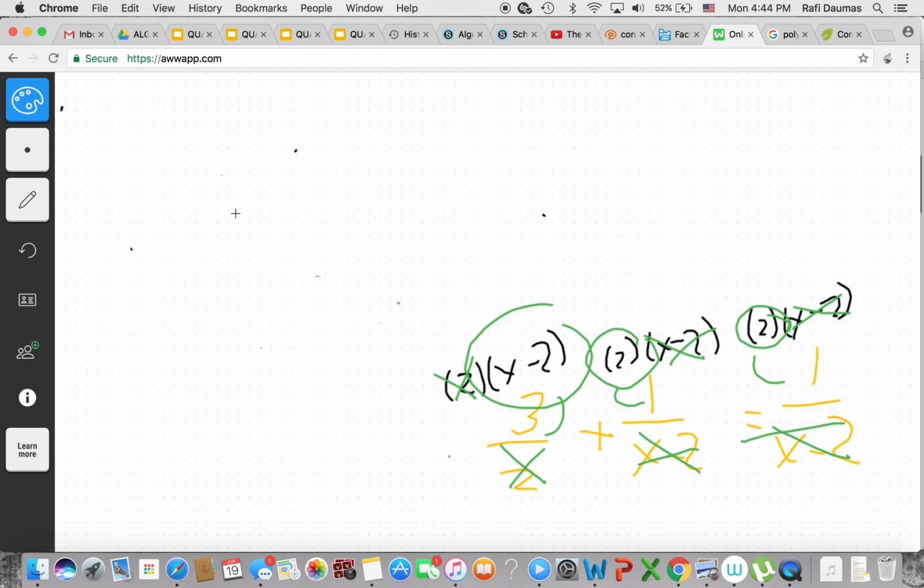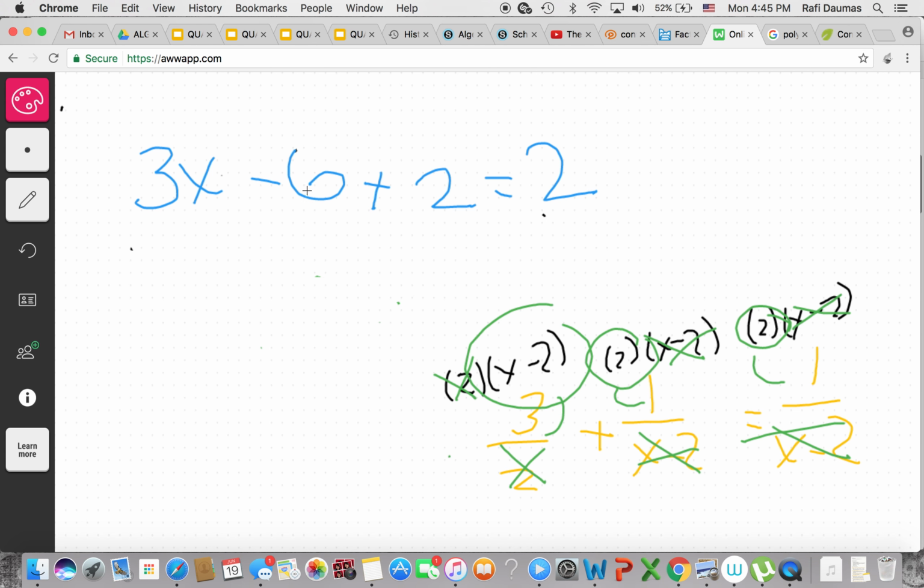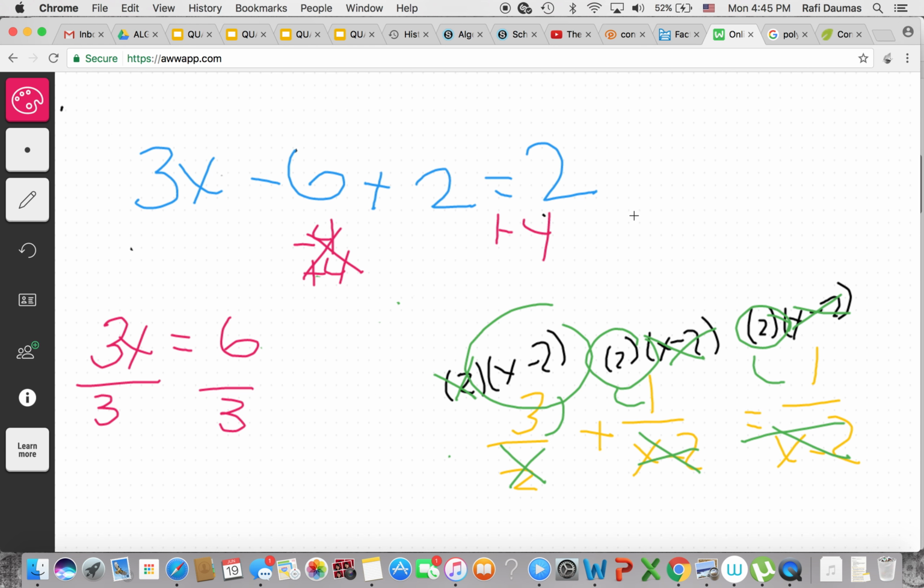So we're left with 3x minus 6 plus 2 is equal to 2. So now we just have to add it all up and then get the x by itself. So we do it like this. We have negative 6 plus 2 is negative 4. We add this 4 and we pass it on to here. So we have 3x is equal to 6. We divide this and x is equal to 2.